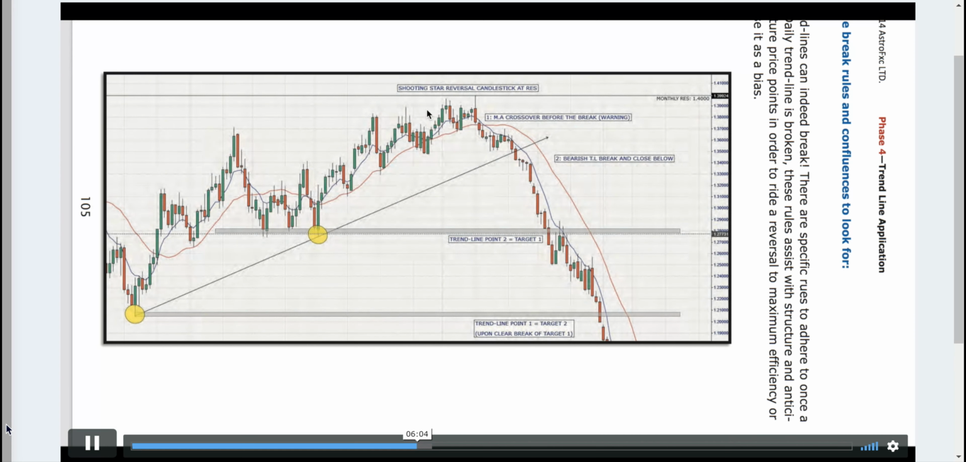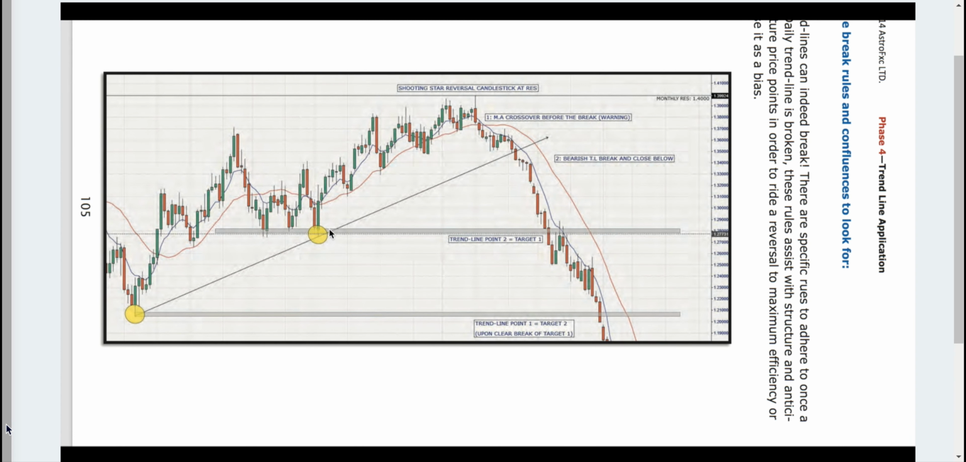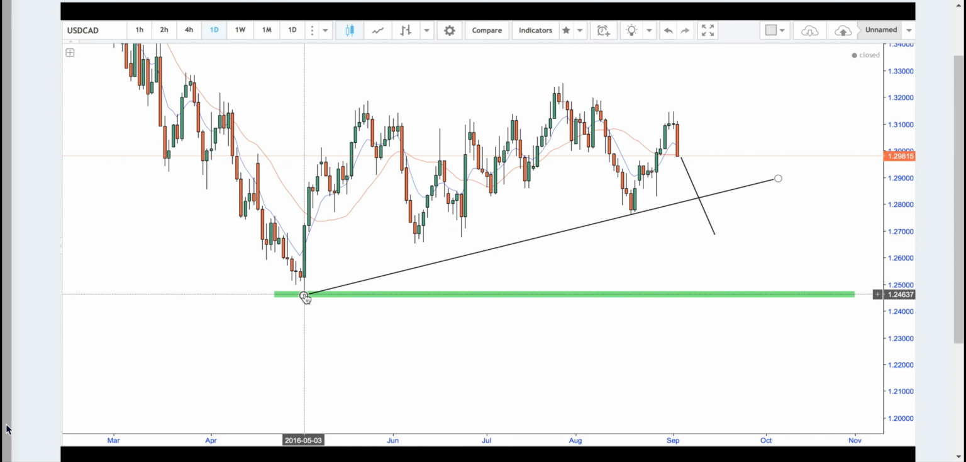This is the Euro USD on the weekly, so we had 0.1, 0.2. When the trendline breaks, generally speaking, the second point here is going to be the first target for the break. If we break below that, our first point is going to be the overall target. So trendline 0.2 equals target 1. Trendline 0.1 equals target 2. If we relate this to the USD CAD, this is 0.1, this is 0.2.